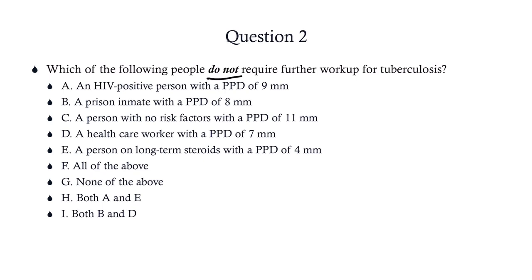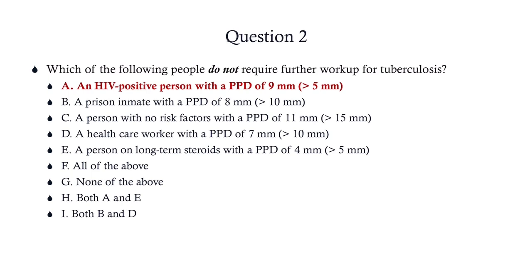Okay, so our answer here is A, an HIV positive person with a PPD of 9 millimeters. So there are 3 cutoffs. One is more than 5 millimeters. That tends to be sick people or close contacts of somebody diagnosed with TB. There's more than 10 millimeters. That tends to be people with very high risk factors, like being a healthcare worker. And then there's 15 millimeters, and that is the general public with no risk factors.